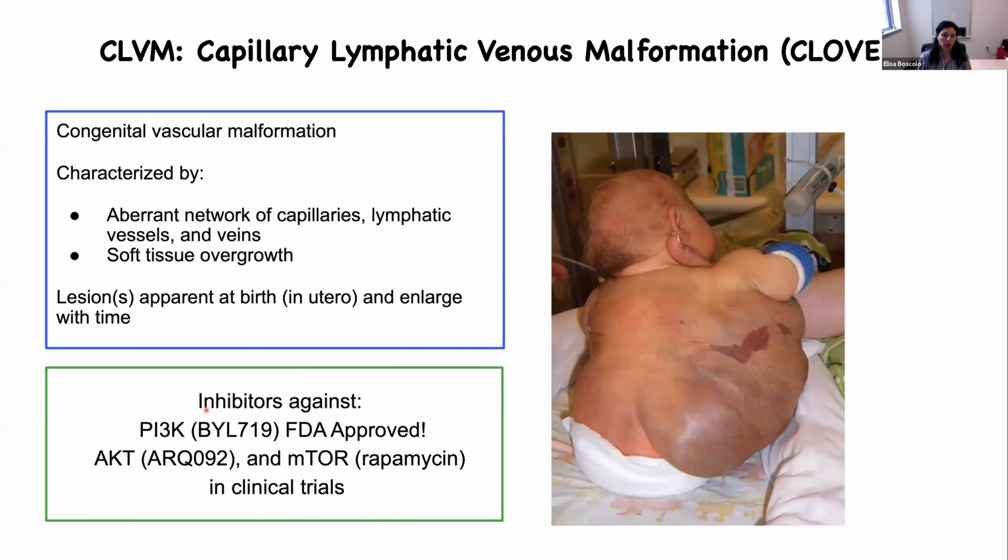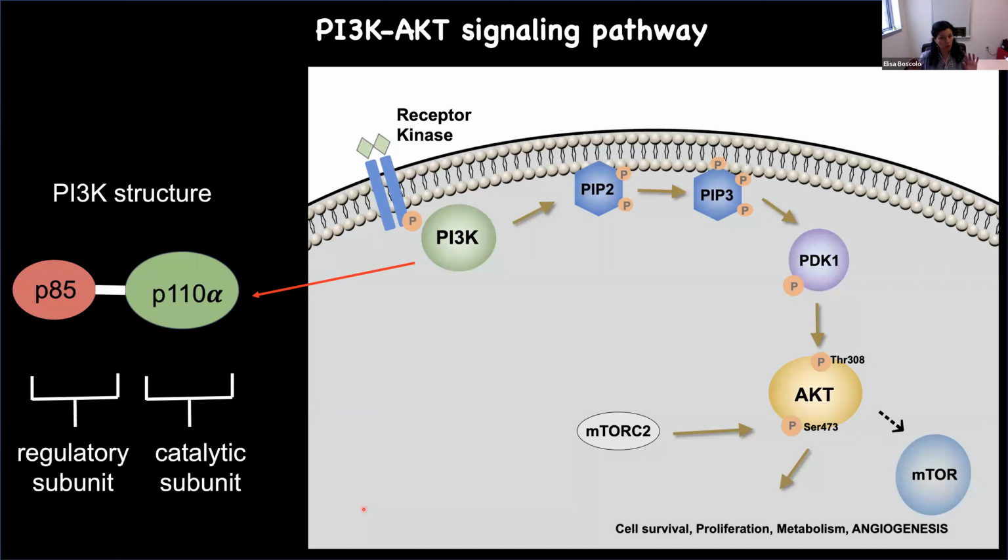Today, we have a set of targeted inhibitors. Among those, the P110 alpha specific inhibitor BYL719, or alpelisib, which has been FDA approved very recently, and also AKT and mTOR inhibitors such as rapamycin are in clinical trials and have a good degree of efficacy. So you probably all know this very well. I'm just going to go over it very briefly.